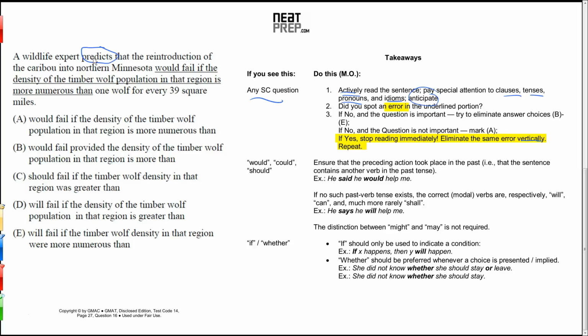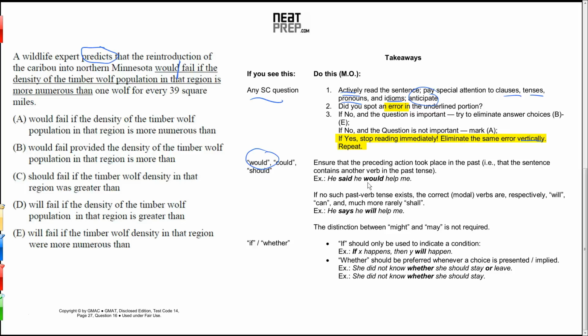So an expert predicts that the reintroduction of the caribou into northern Minnesota. That's a very specific example of caribou. Not, mind you, southern Minnesota. That's a completely different caribou. But basically, a certain caribou population, the reintroduction would fail if. Okay, stop. One of the things I would like you to do is to know all of the verbal takeaways by heart. Whenever you see the word would, you need to immediately think, okay, I learned during the course that if I see the word would, I need to ensure that the preceding action took place in the past.